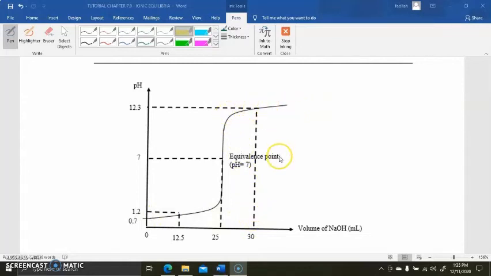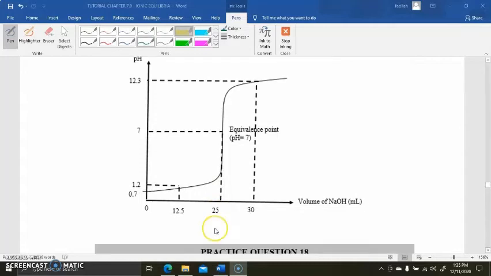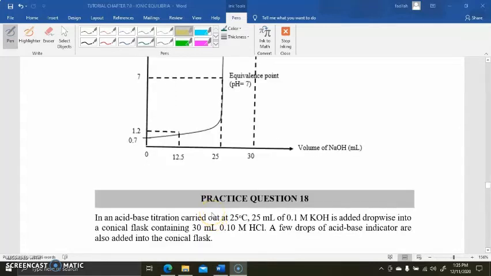Okay, apa yang penting korang kena tahu, selain korang kena label, kena insert all the pH value and also all the volume of NaOH, korang kena, yang garis putus-putus ni, dotted line ni, wajib tunjuk sebab kita nak match pH and also volume. Alright? Okay, so boleh proceed untuk practice question 18.